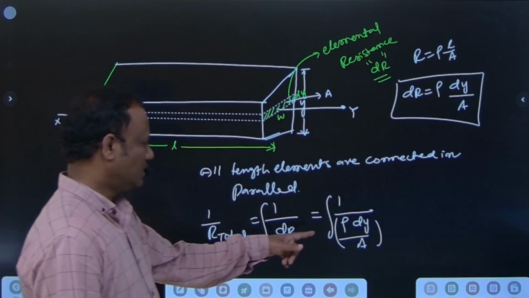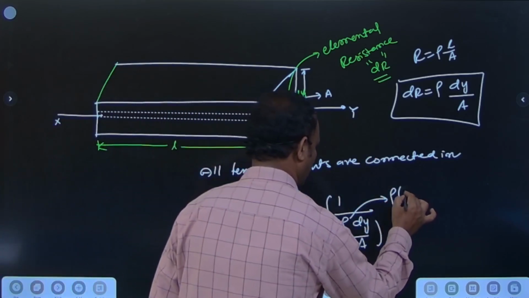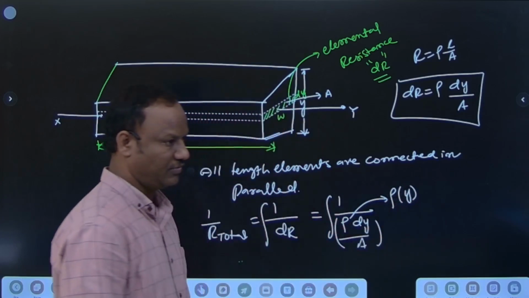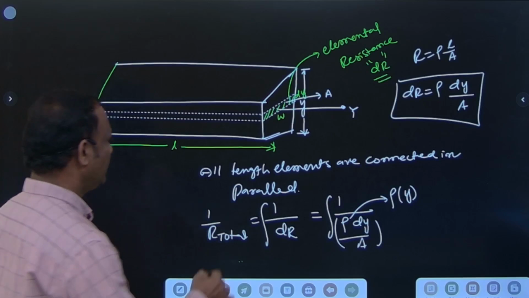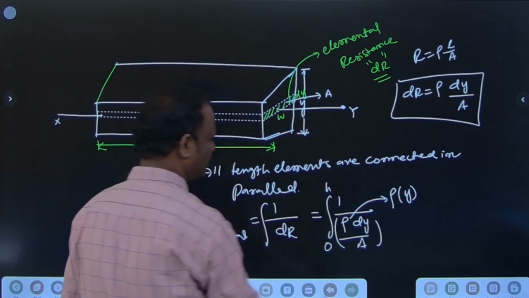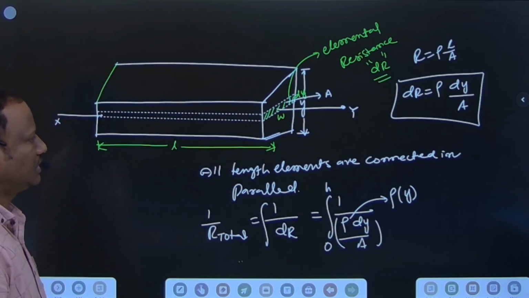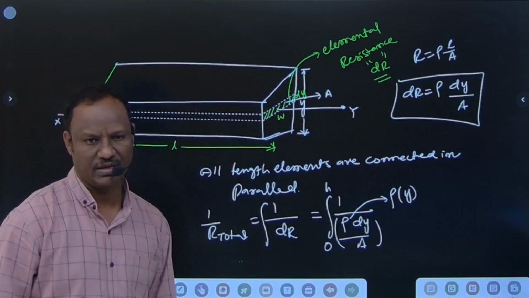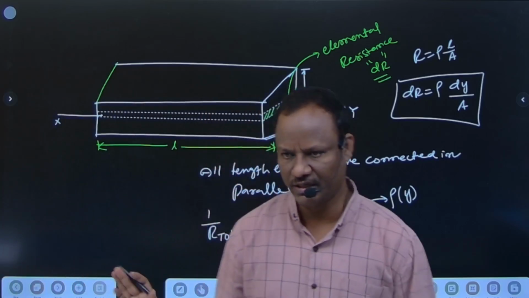Rho is changing with respect to position, that is rho of y. Some value would be mentioned, and you need to go for integration. The limits are from 0 to some height h, otherwise y, depending on the condition. This is the parallel combination. This type of questions will be asked for JEE Mains. It's not for the purely NEET students.